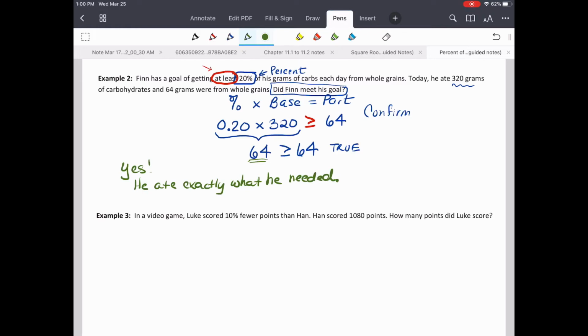If the answer came out to 63, let's say we had a 63 right here, then you could say, well, no, Finn did not meet his goal. He was under the amount because he wants greater than or equal to 64 and he had 63. So 63 is, even though it's pretty close, it's not equal to 64.